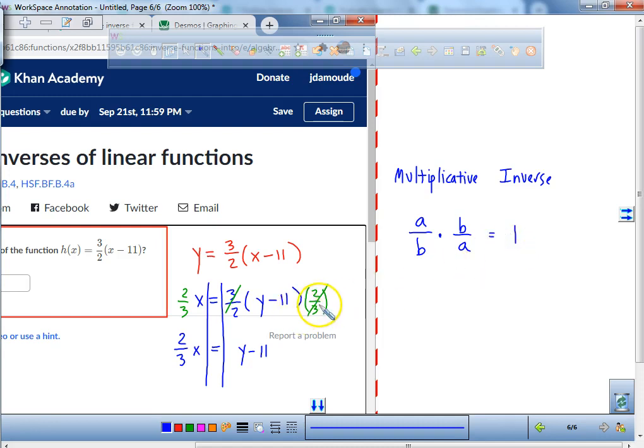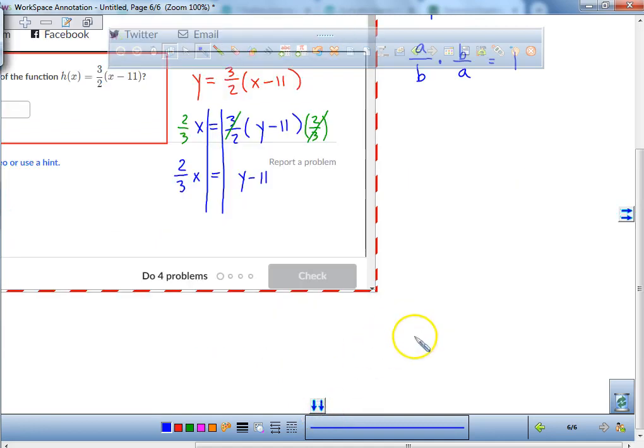So right here, what did I use? I used the multiplicative inverse to get rid of that 3 over 2 and cancel it to a 1. So we're literally one step away from solving. Now, if we would have distributed, we would have had to do multiple steps. But just by knowing the fact that you can multiply both sides by 2 over 3, you save yourself a lot of work. Okay? So the last step, add 11 to both sides.